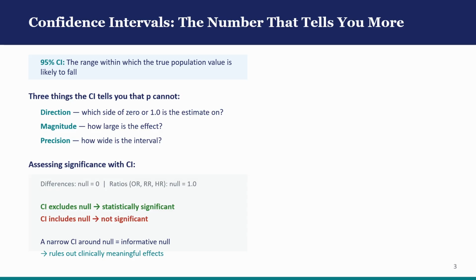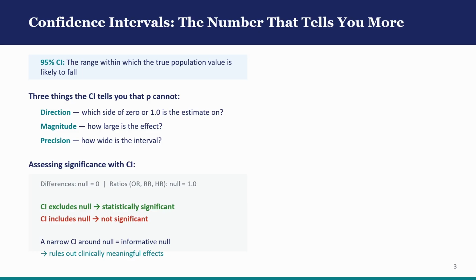The bottom example on the slide is important. A narrow CI running from 0.92 to 1.08 is not significant, but it is informative. It tells you if a real effect exists, it's tiny. You've ruled out anything clinically meaningful. That's a real null finding.